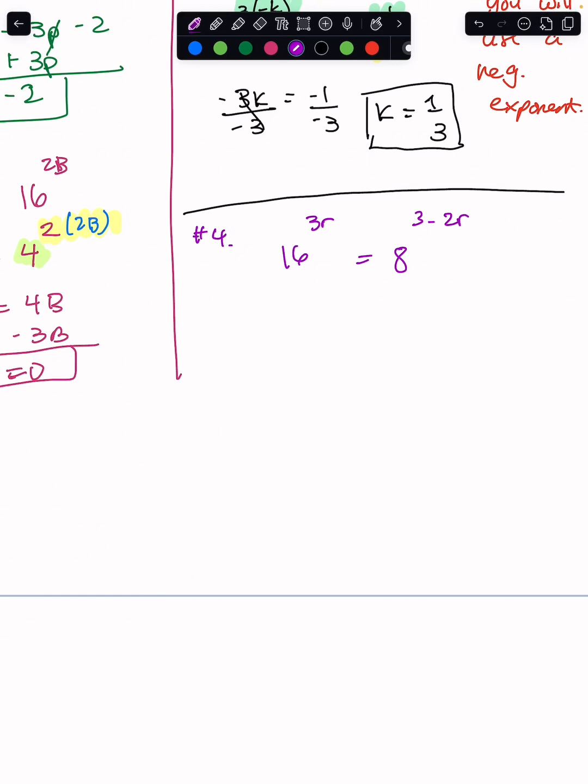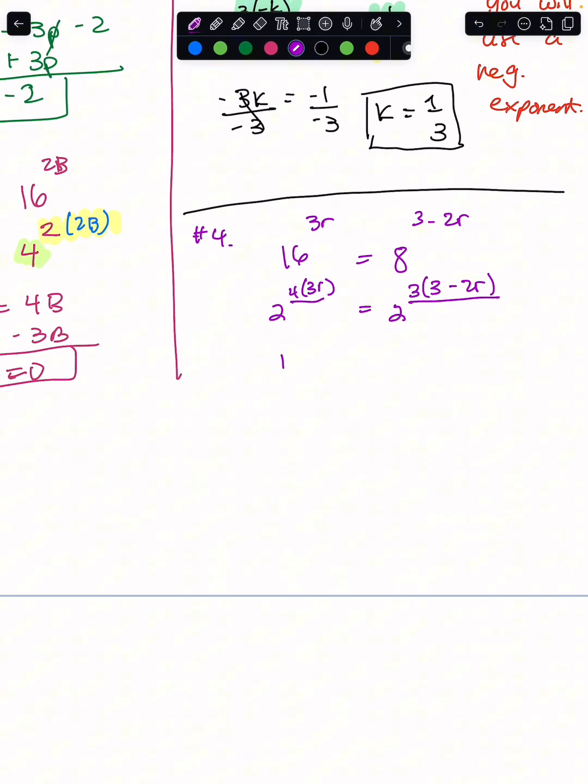So, let's go ahead and use 2 this time, because sometimes you'll see that you could. 16 happens to be 2 to the 4th power, and 8 happens to be 2 cubed. And remember, we have this 3r already up here, and up here we already have this 3 minus 2r. Now that these are the same, I can set those two equal to each other.